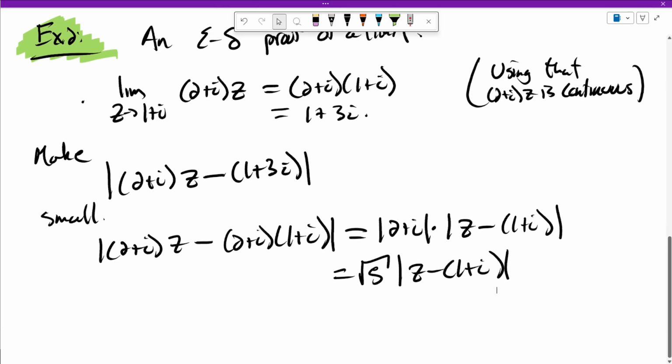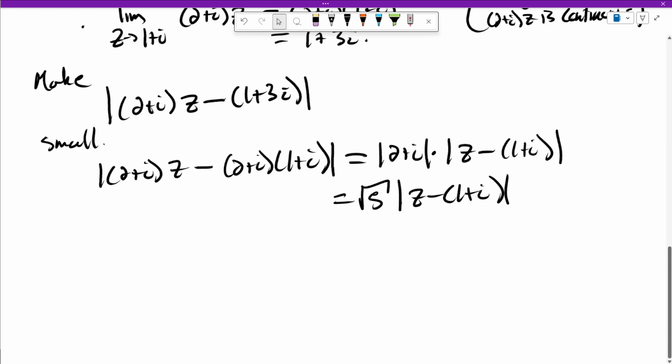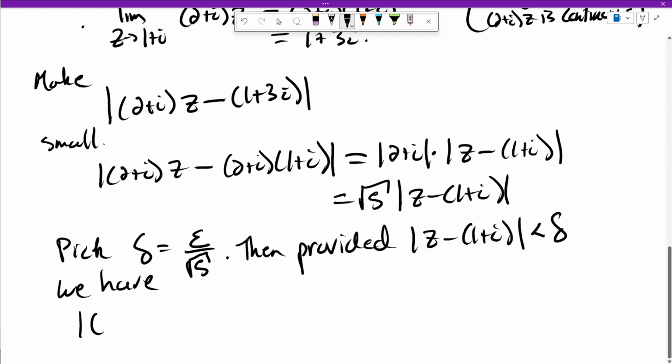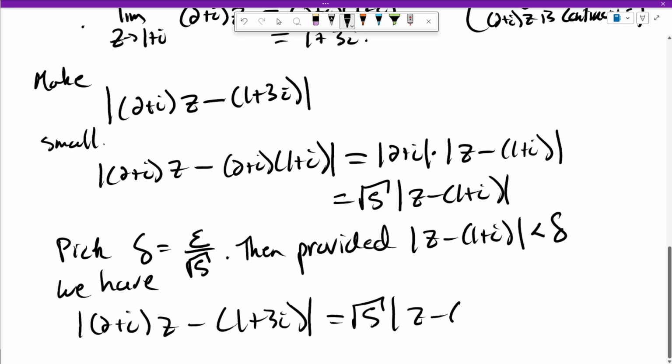And now we insert our deltas. What we want to do is pick delta to be epsilon over root 5. Then, provided the distance between z and 1 plus i is close enough, we know that the distance in outputs is going to be equal to root 5 times the modulus of z minus (1 plus i). We know that's going to be true.